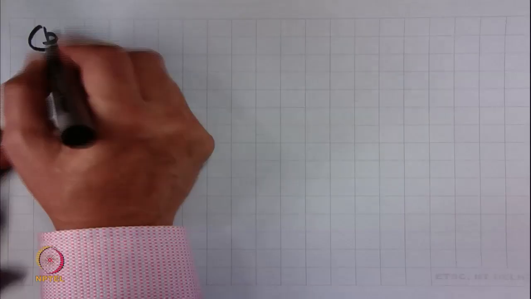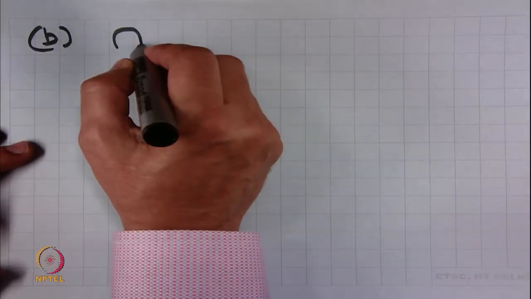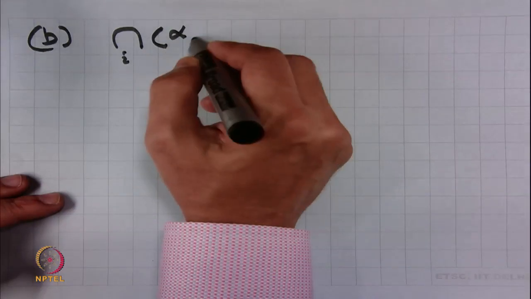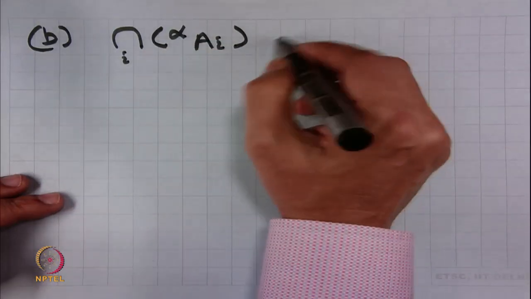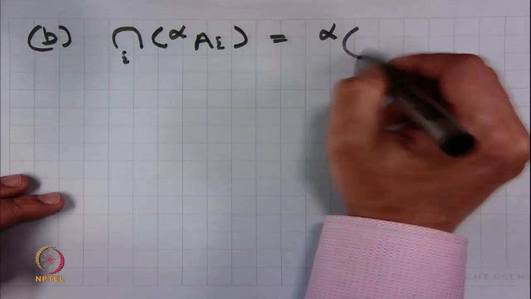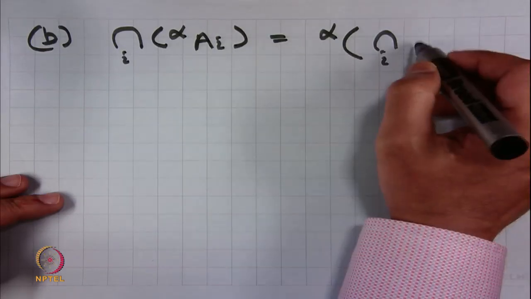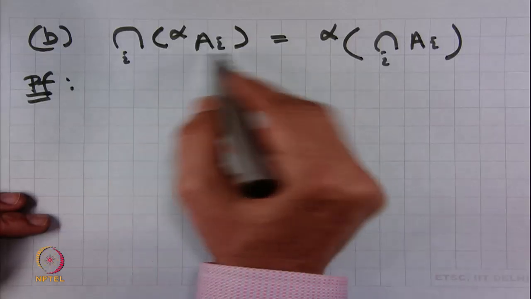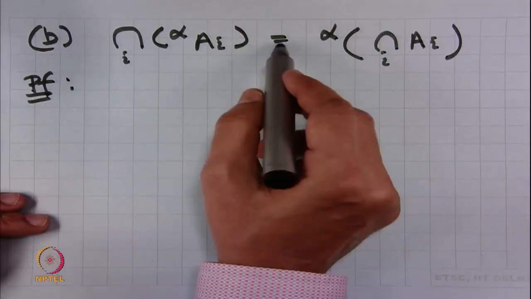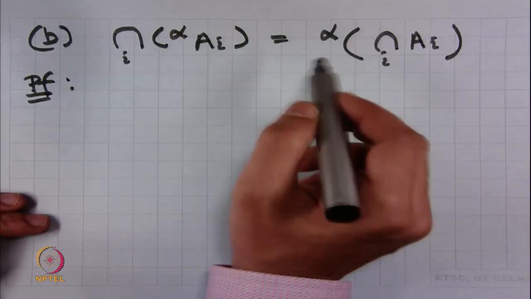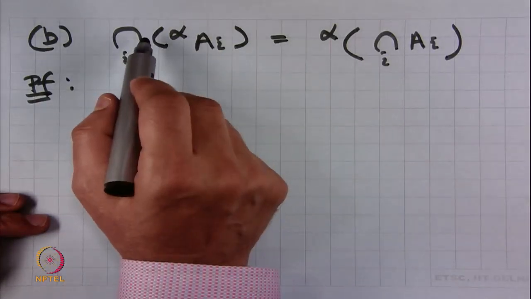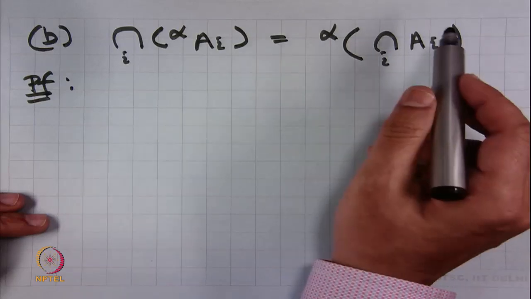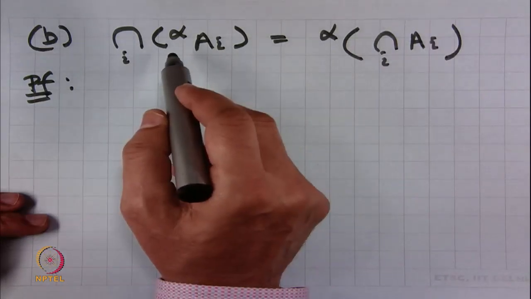Let us now prove the second result. Intersection over I of alpha cut of A I is equal to alpha cut of intersection over I of A I. So, in this case we can see that there exists strict equality. What does it mean? It means that if we take any x belonging to this set, we will prove that it belongs to this as well, and similarly if I take an x belonging to this set, we will show that it belongs to this.